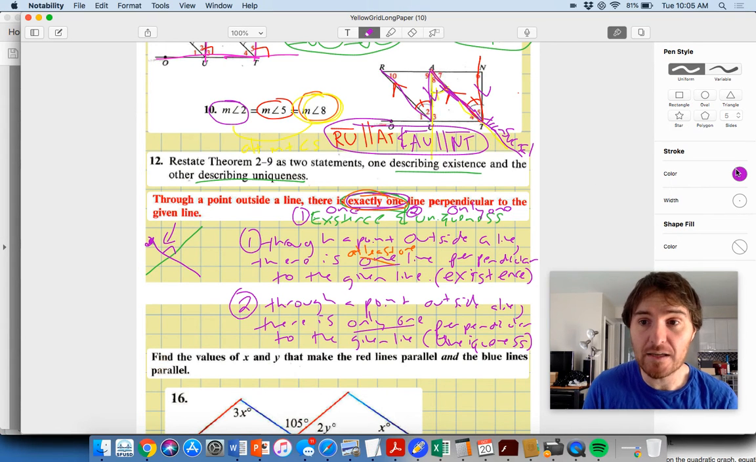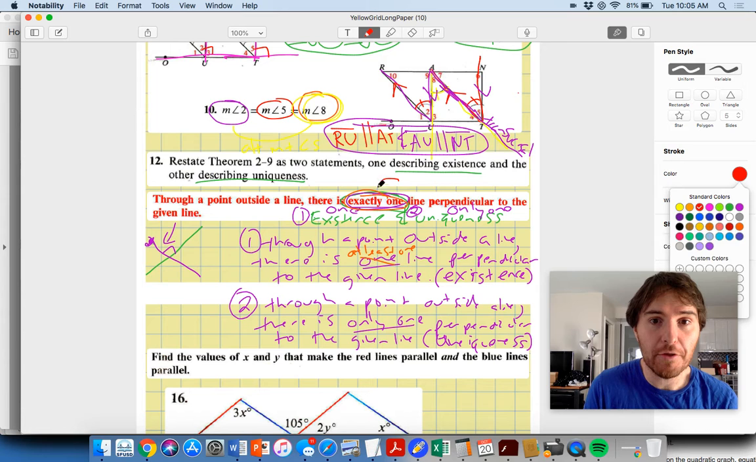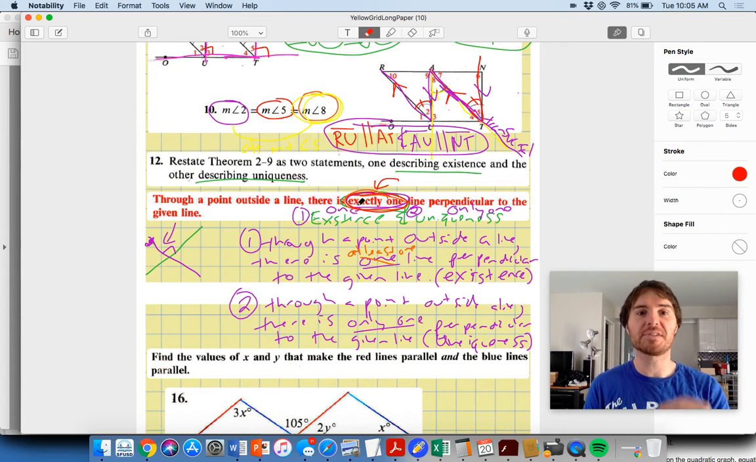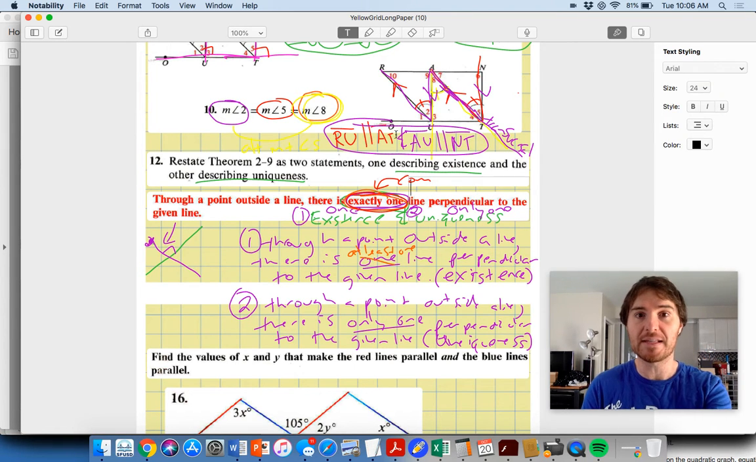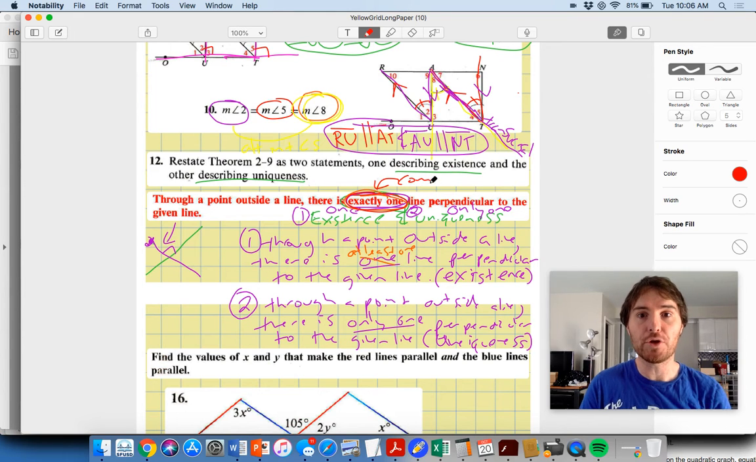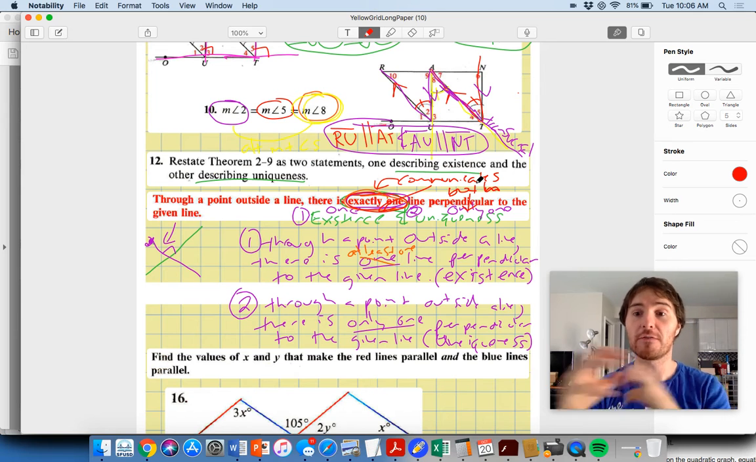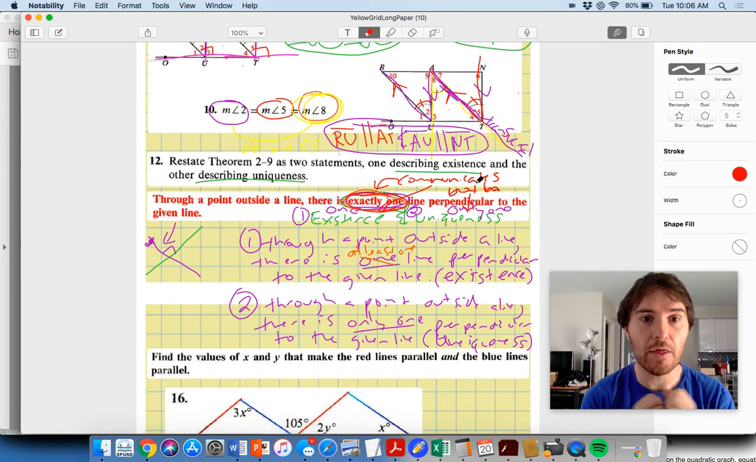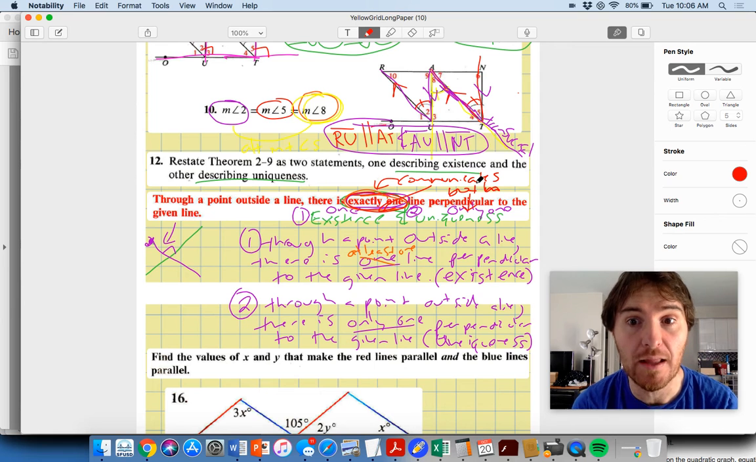So exactly one. The reason why a lot of theorems say through a point outside the line, there is exactly one line perpendicular to the given line, is because we want to communicate both of these statements together. It communicates both existence and uniqueness by saying exactly one. It just removes any ambiguity or confusingness when you're reading that thing: through a point outside the line, there is exactly one line perpendicular to the given line.